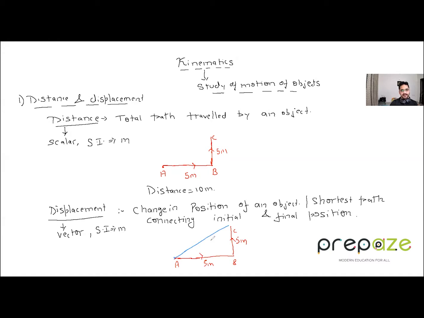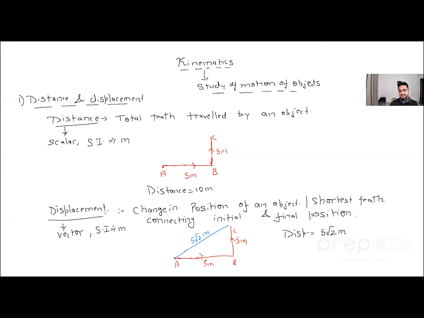And you can see it is a right angle triangle. So you can use Pythagoras theorem to find the distance. Clear? Under root of AB square plus BC square will give you AC square. That is 5 root 2 meters. So what is the displacement over here? It is 5 root 2 meters.